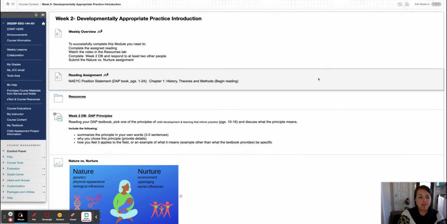So you have some readings to do, chapter one in your book. You can begin reading, you don't have to read all of it. You also need to read pages 1 through 24 in your DAP book.